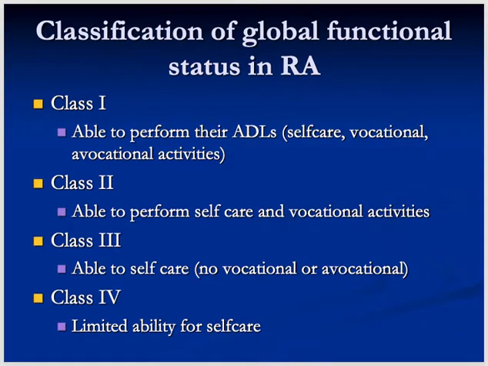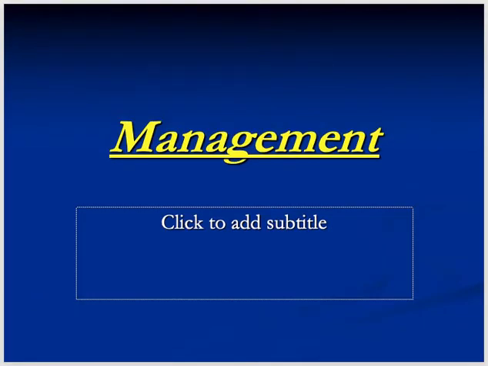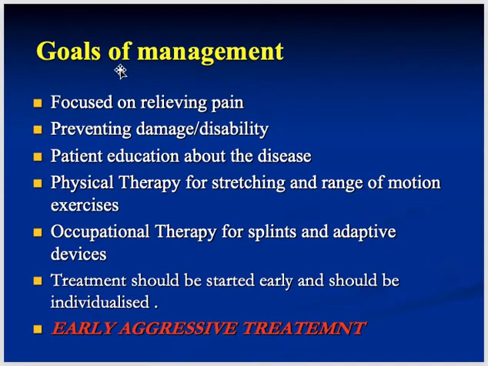or the management, right? When it comes to the management, guys, what are the goals of management? It's a chronic condition, there must be some goals. The goals are basically to relieve pain, prevent damage or disability, provide patient education about the disease, physical therapy for stretching and range of motion, occupational therapy for splints and adaptive devices, and treatment should be started early and should be individualized, and early aggressive treatment should be done.